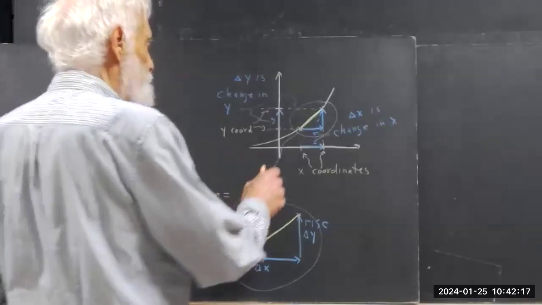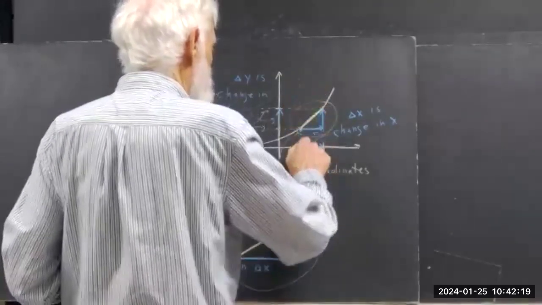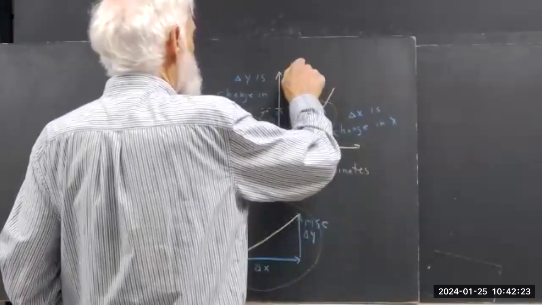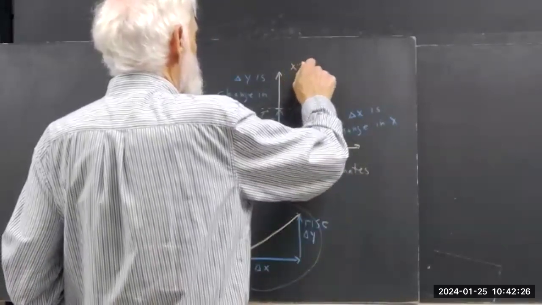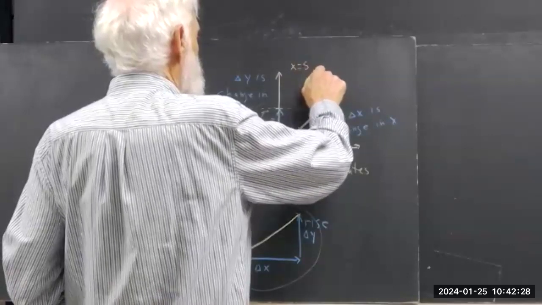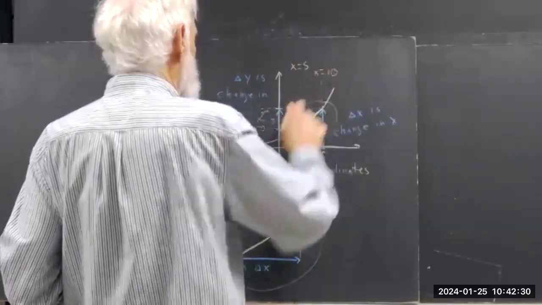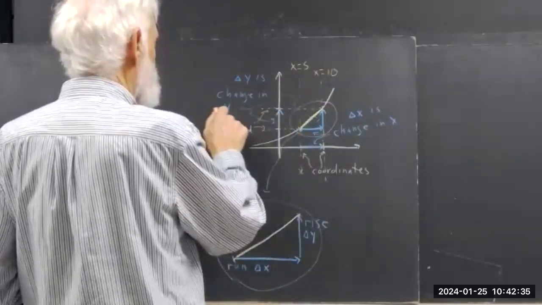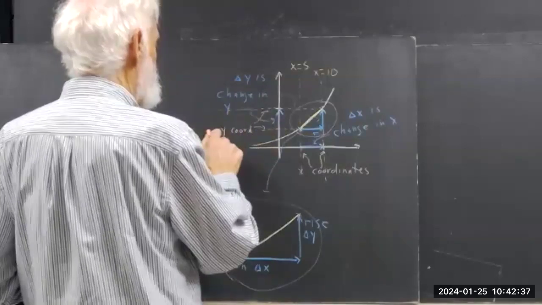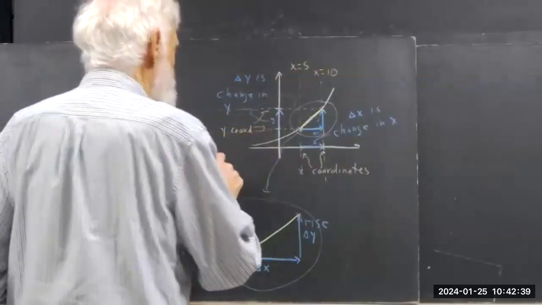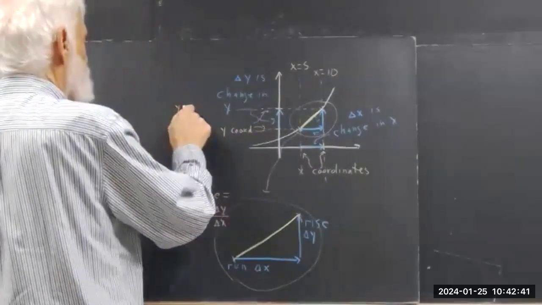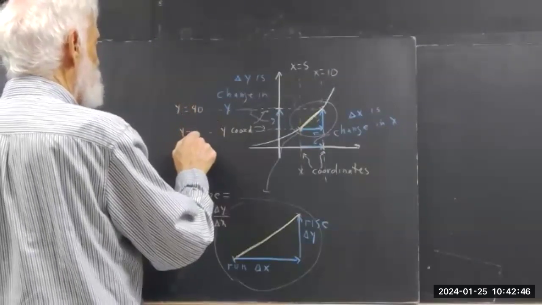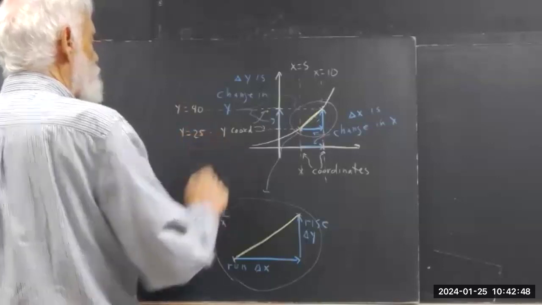Let's just say now that we wanted to calculate the slope. Let's say that this line is x equals 5. This line is x equals 10. And this line, which I'll extend way over here, along with this one, is y equals 40, y equals 25.